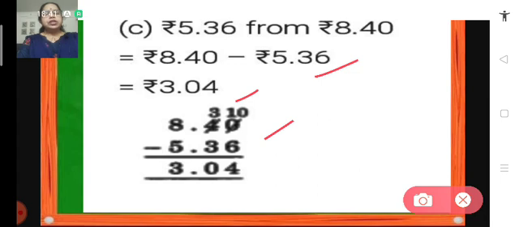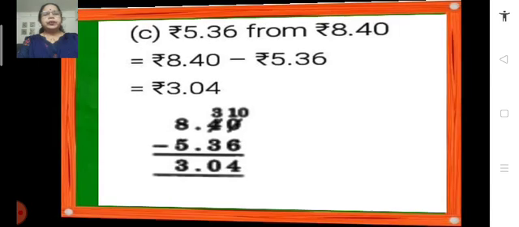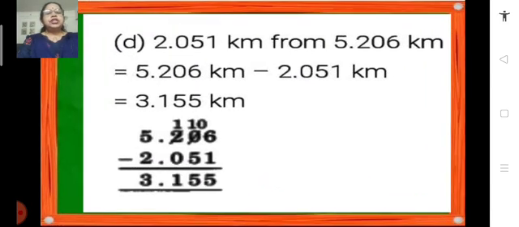So, here we have 0. So, 1 we can borrow from tenths and it becomes 10. So, 10 minus 6 becomes 4. Now, in tenths we have 3. So, 3 minus 3 becomes 0. Then we put the decimal point, move on to ones place. In ones we have 8. So, 8 minus 5 becomes 3. So, the answer we get is 3.04. Next, D.